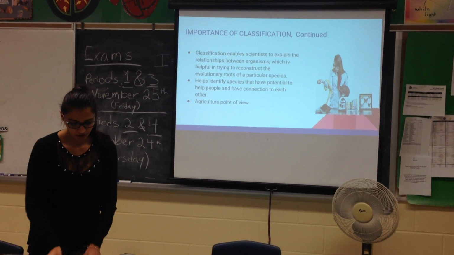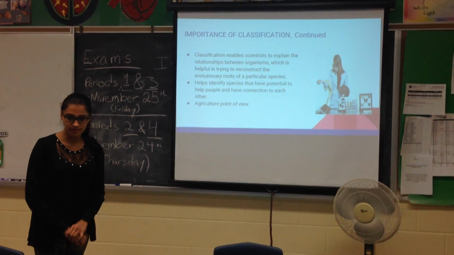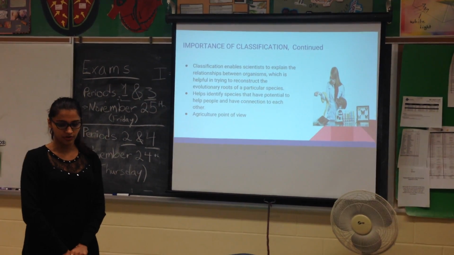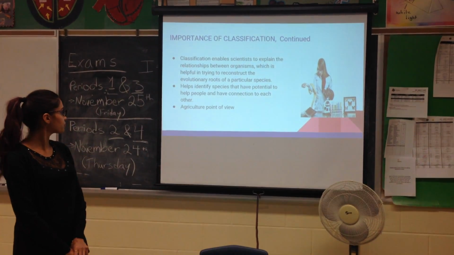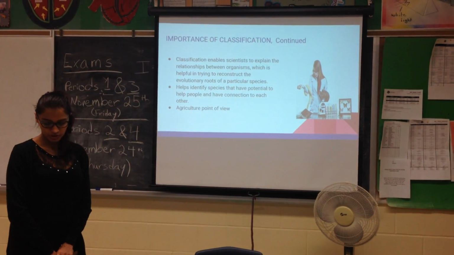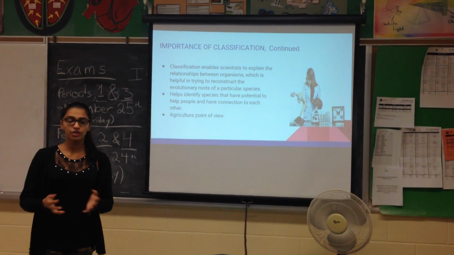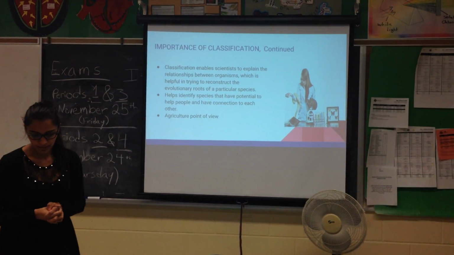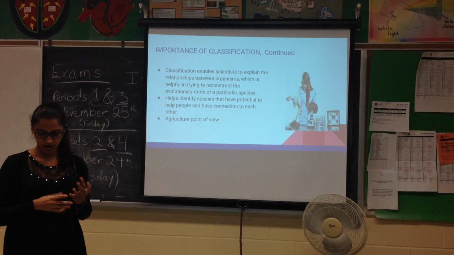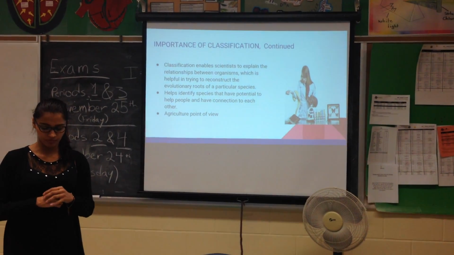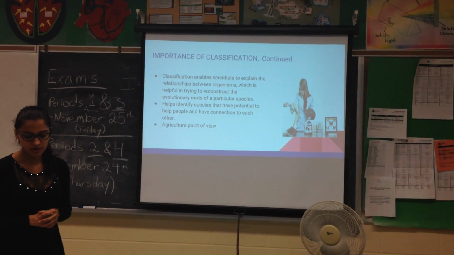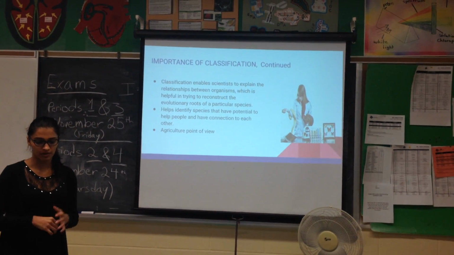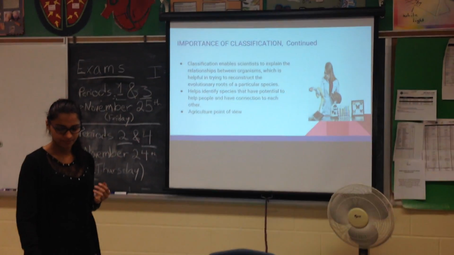Okay, continuing. Classification enables scientists to explain the relationships between organisms, which is helpful in trying to reconstruct the evolutionary route of a particular species. For example, in the US, there is a fish known as the pickerel. One can be eaten, the other can't. This is because they come from different species but have the same common name. Specific names give us more clarity where there are common names.